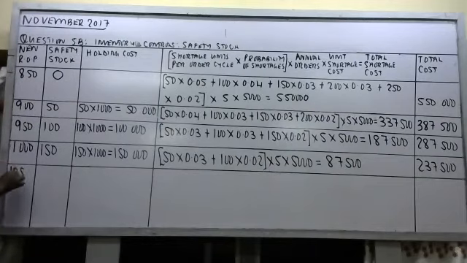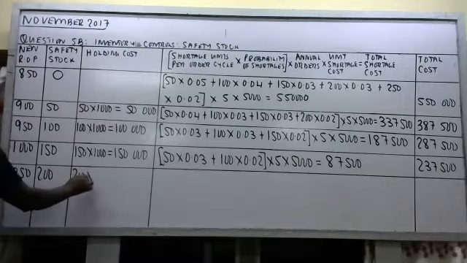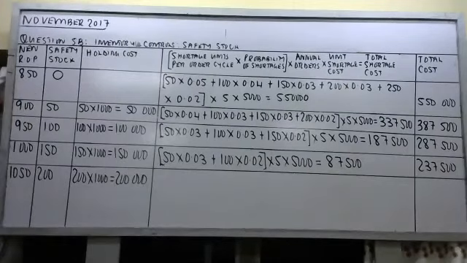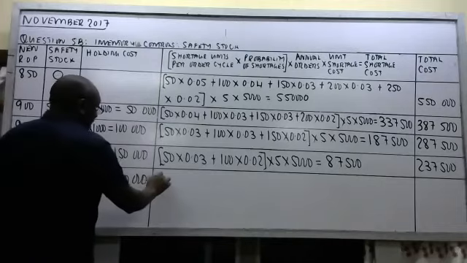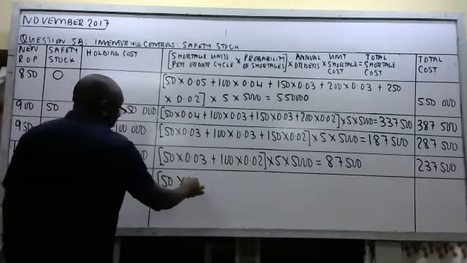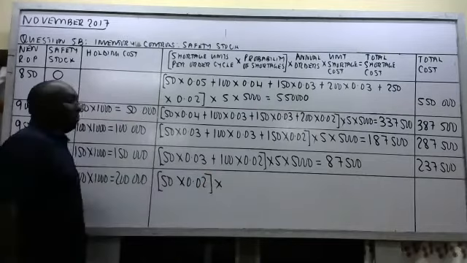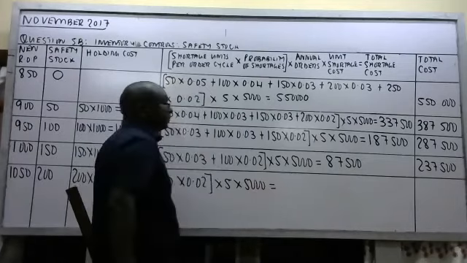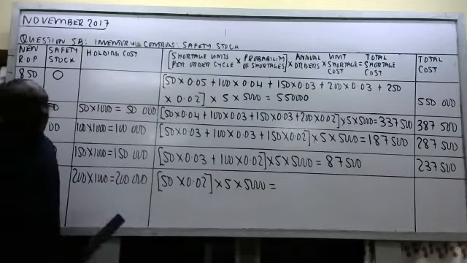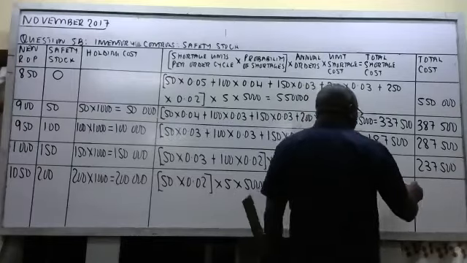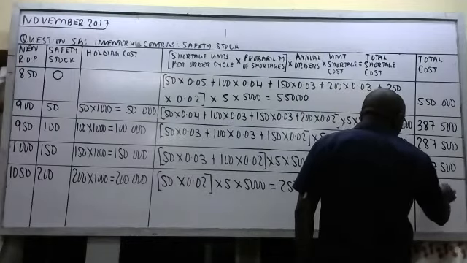So 1050, where now you report 200 as the safety. So 200 times 1,000 is 200,000. So there you can only be out of stock if you get to 1100. That would be 50 with a probability of 0.02. Multiply by 5, multiply by 5,000. 25,000. So hiyo ukijumuisha na 200, that gives you 225,000.